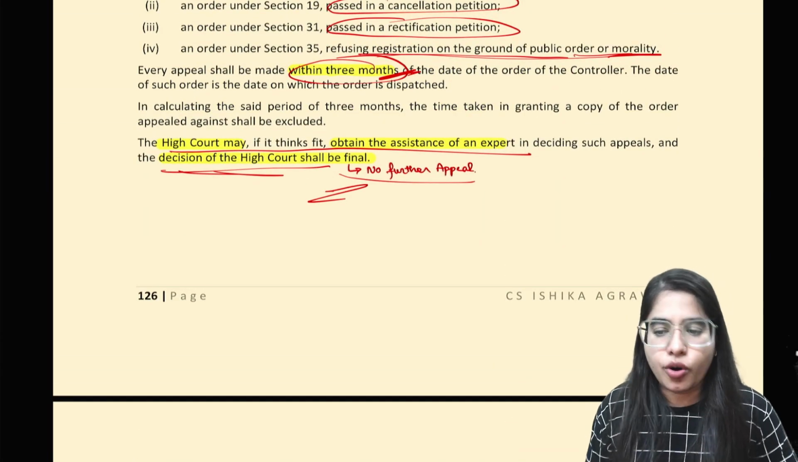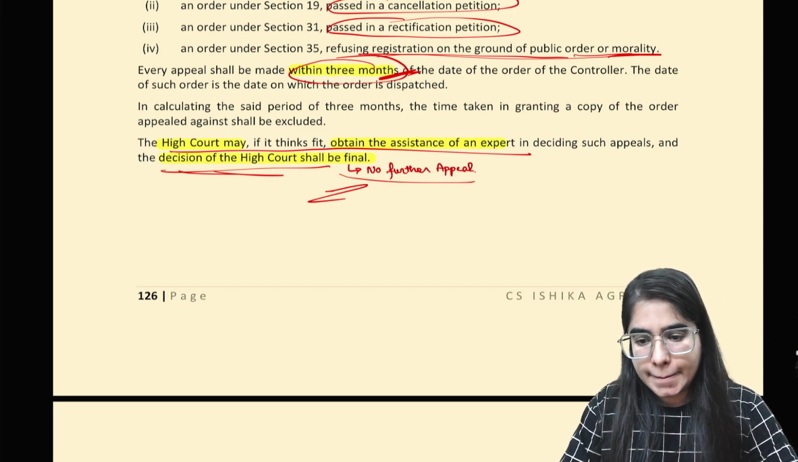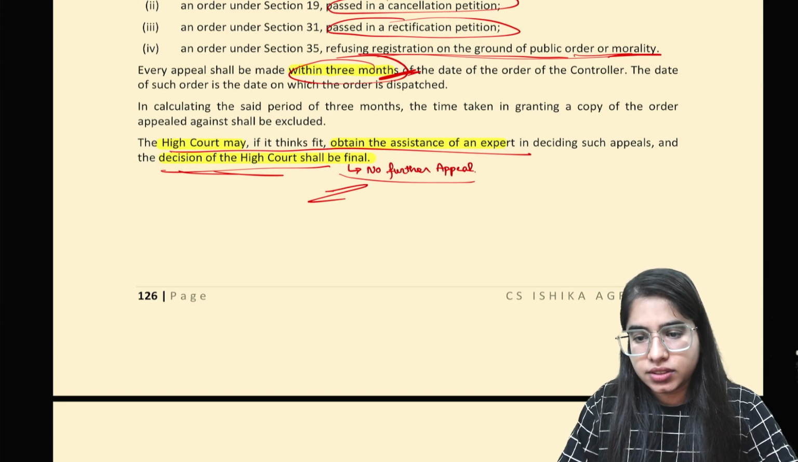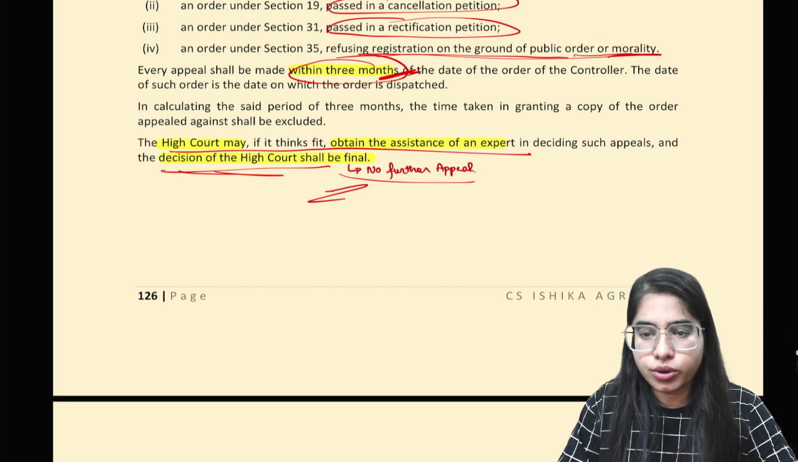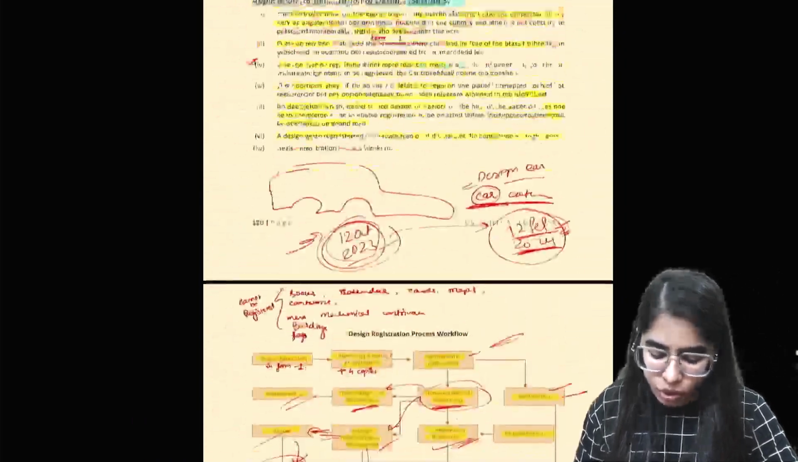Yes, any doubt, or we can sum up our today's session. Any doubt? No doubt. With this, we are done with the design law chapter.